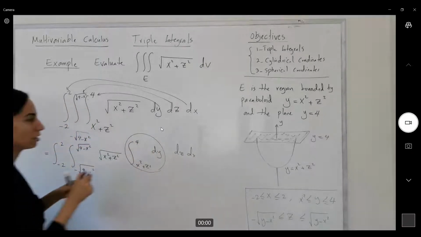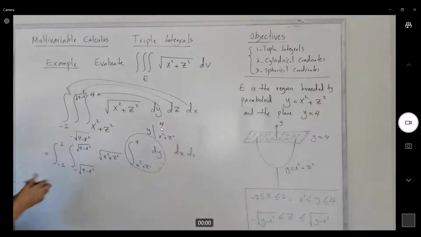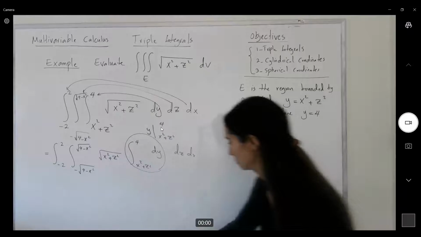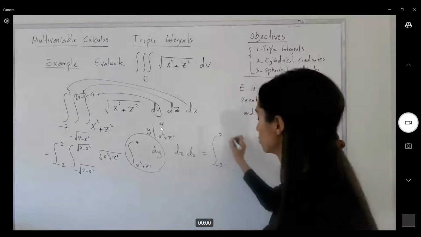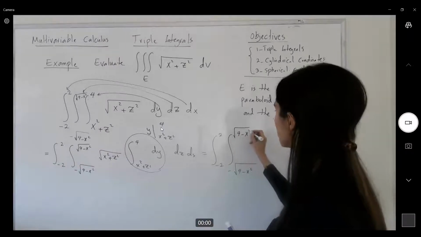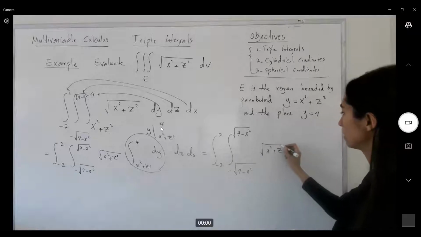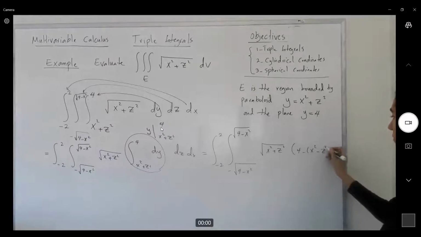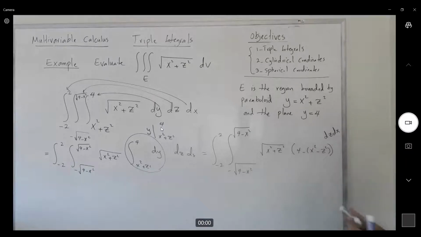This is y. Y ranges between x squared plus z squared and 4. This is equal to the integral from negative 2 to 2, negative square root of 4 minus x squared to square root of 4 minus x squared, of 4 minus x squared minus z squared, dz dx.